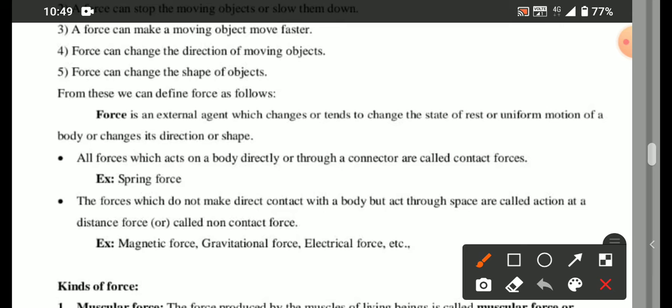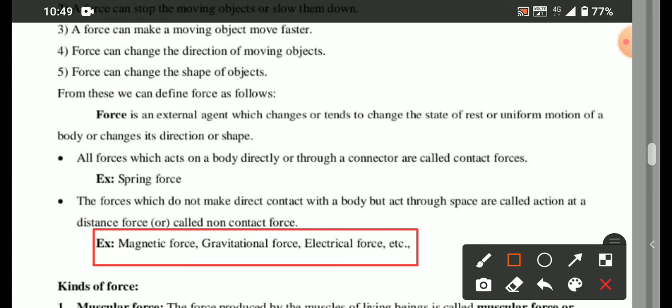So here are some of the examples for non-contact force. The examples are magnetic force, gravitational force, electrostatic force, and so on.